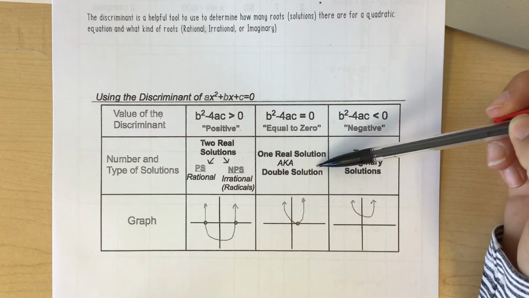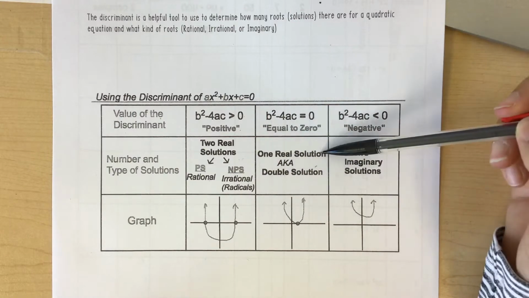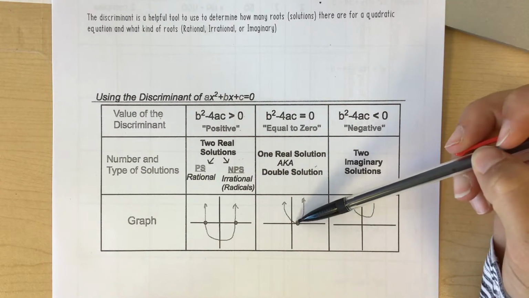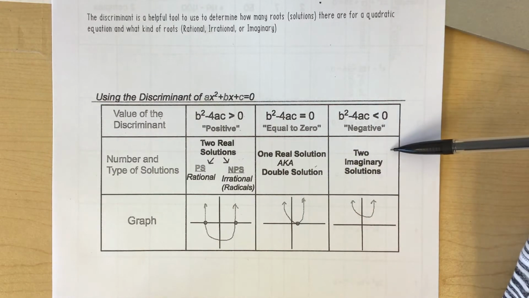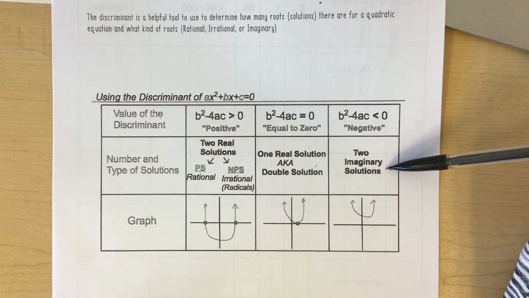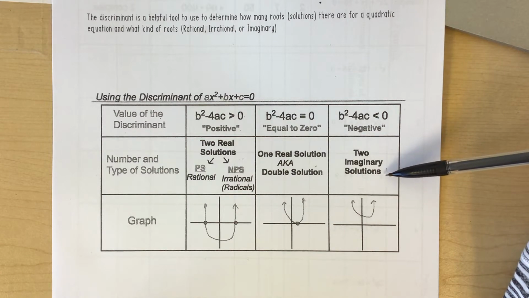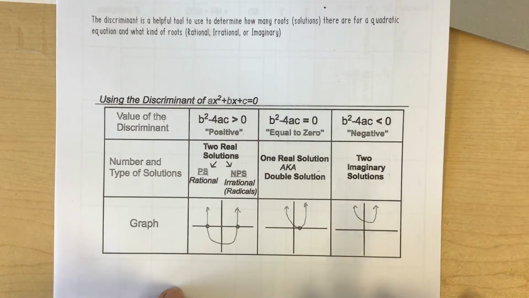If it equals 0, these are my favorite because it's really easy. You just have one real solution. It's the double solution, your double root. It means your vertex is on the x-axis. And if it's negative, you're going to have two imaginary solutions, which means you'll have the letter i in your solution. Okay? So let's practice some of these.